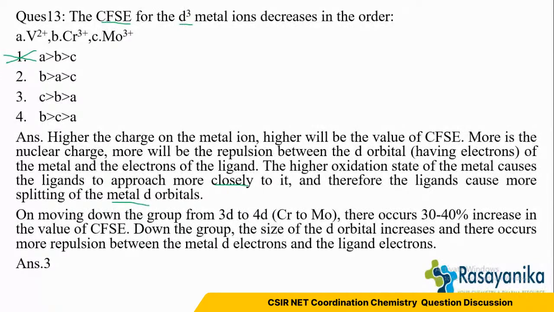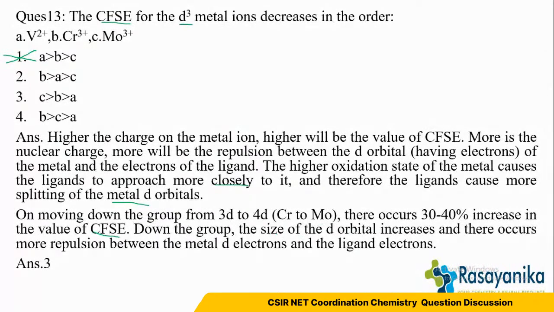Next, you can see on moving down the group from 3d to 4d, chromium to molybdenum, this is chromium, molybdenum, tungsten. On going down the group, 3d to 4d, there occurs a 30 to 40% increase in the value of CFSE. Down the group, the size of the d orbital increases. Chromium is 3d5 4s1. Molybdenum is 4d5 5s1. Right?